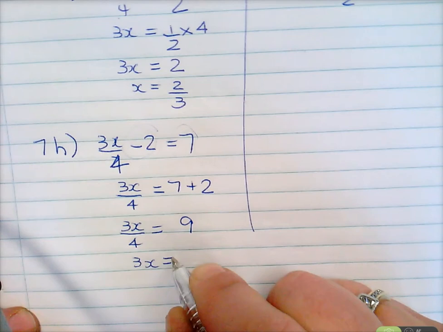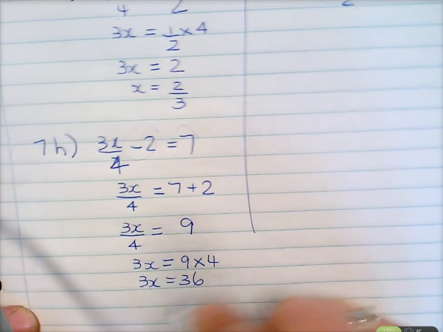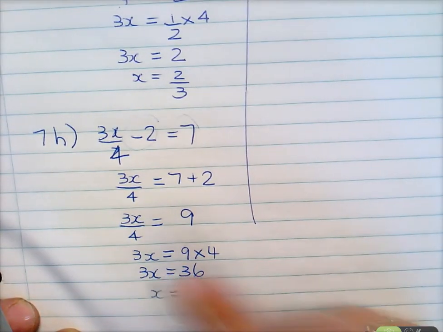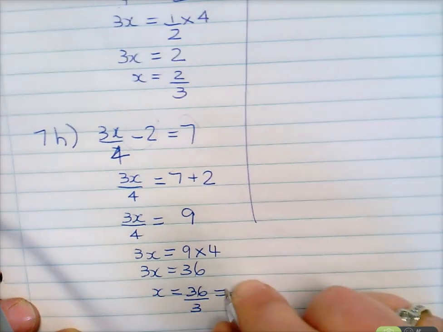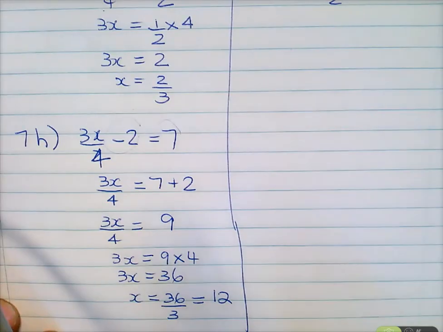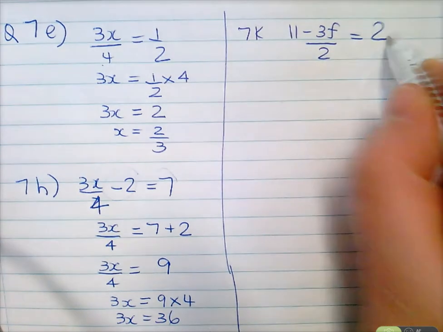3x divide by 4. Opposite of dividing by 4 is times 4. 3x is 36. Yes. 3 times x, or x times 3, opposite of times 3. Divide by 3. 12. Right. Got it? No. Numbers on their own belong together.